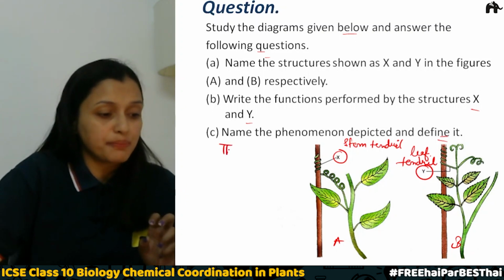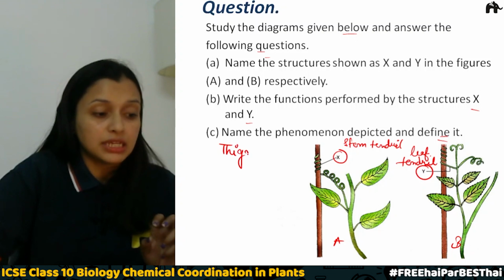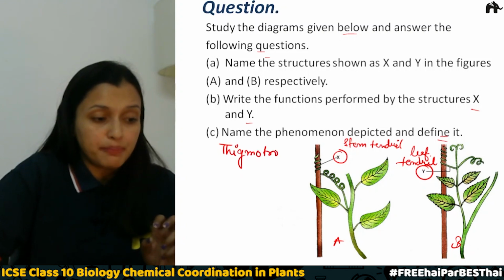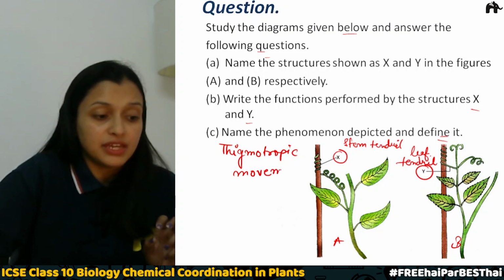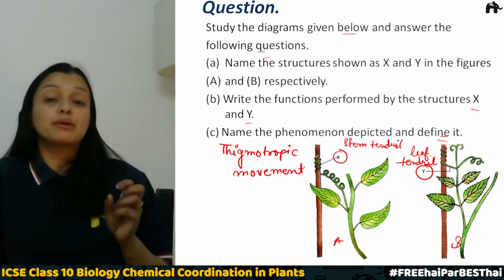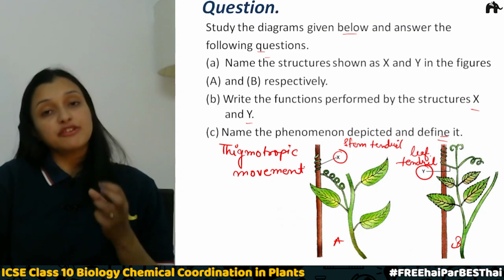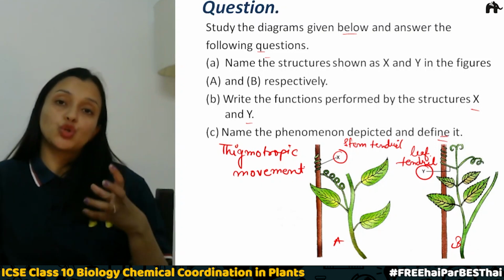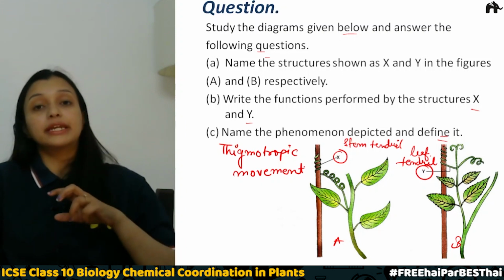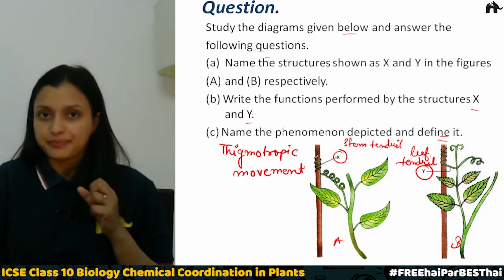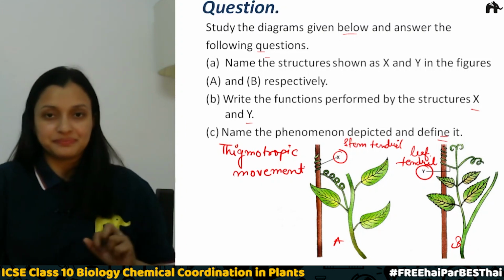So we are talking about thigmotropic movement, or you can say thigmotropism, right? It is a phenomenon where a plant grows, or a plant part grows, in response to touch or in response to any contact. So that is thigmotropism.